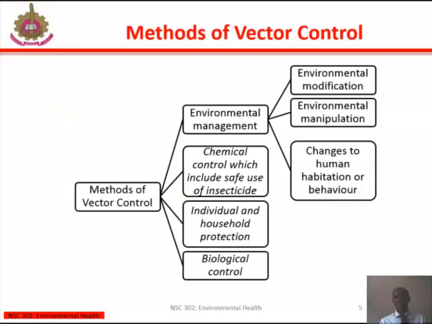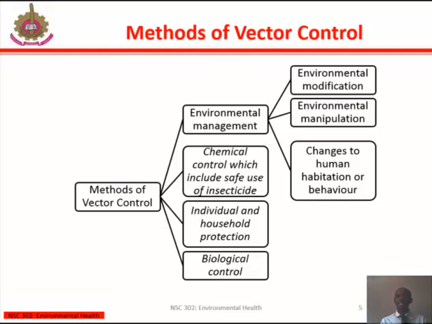Let's talk about methods of vector control, and this can be divided into 4 basic categories, which are environmental management, chemical control, which includes safe use of insecticide, individual and household protection, and lastly biological control. Under environmental management, we have environmental modification, environmental manipulation, and changes to human habitation or behavior. But let us first of all talk about environmental management.